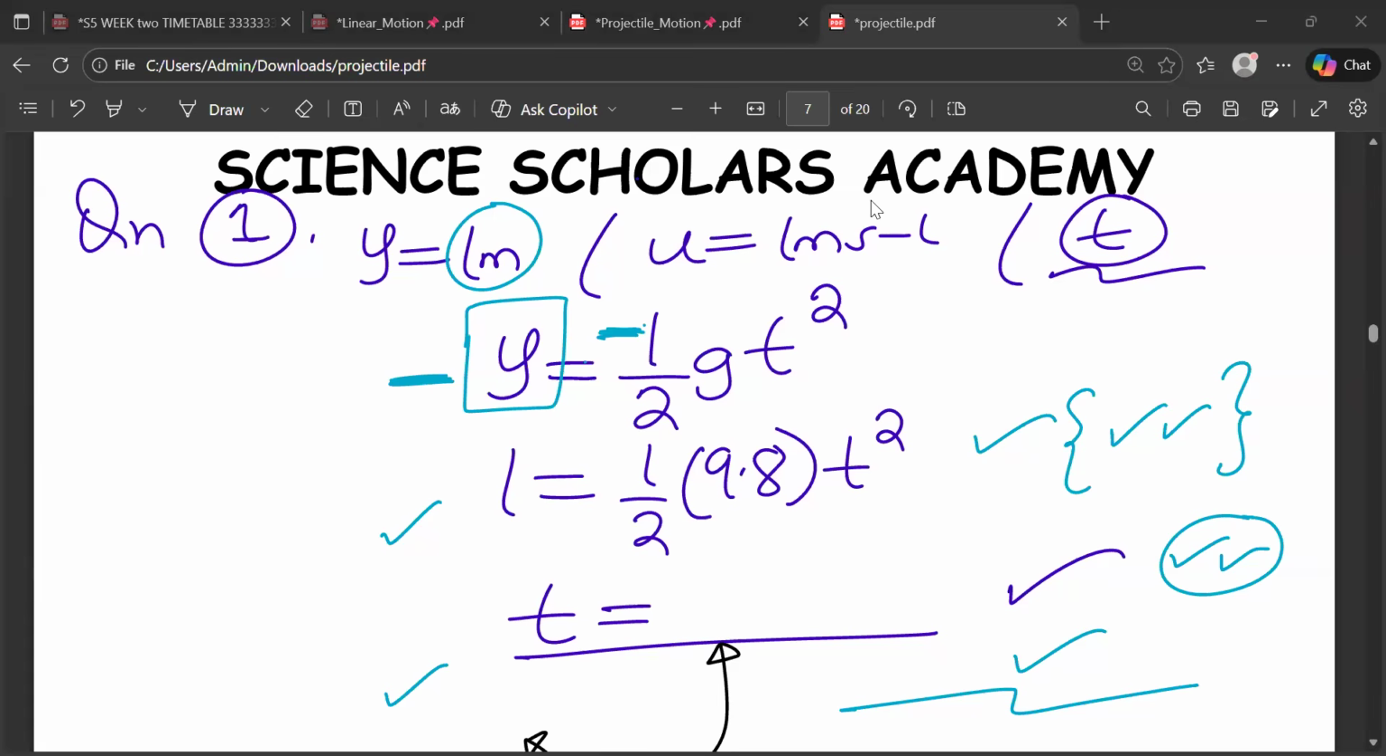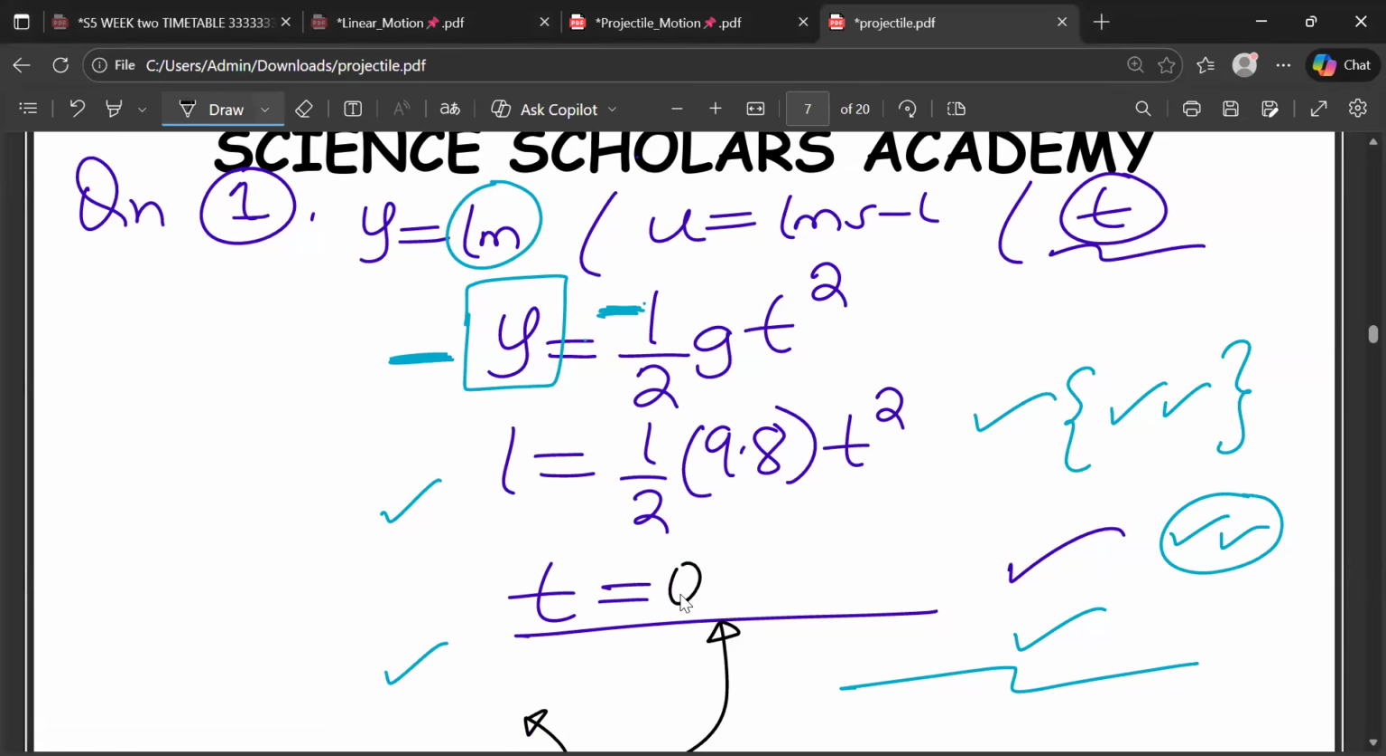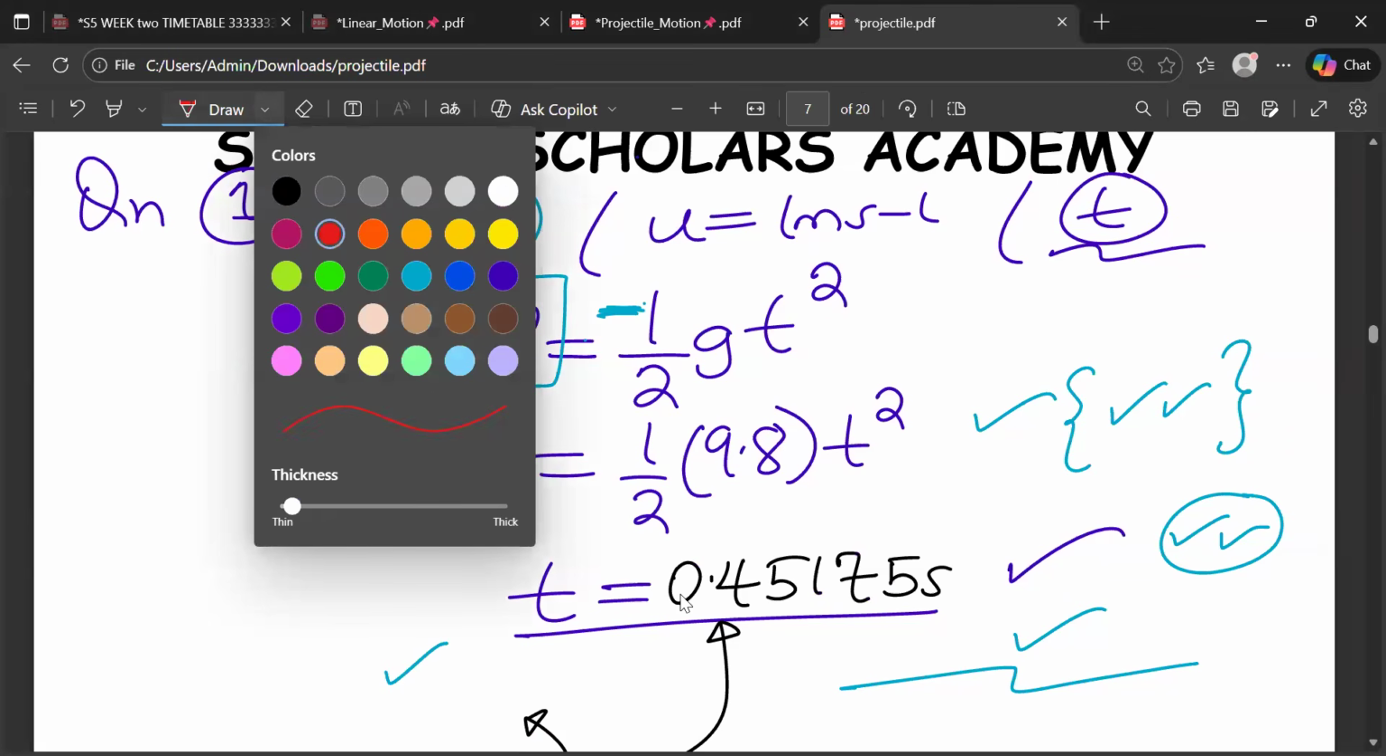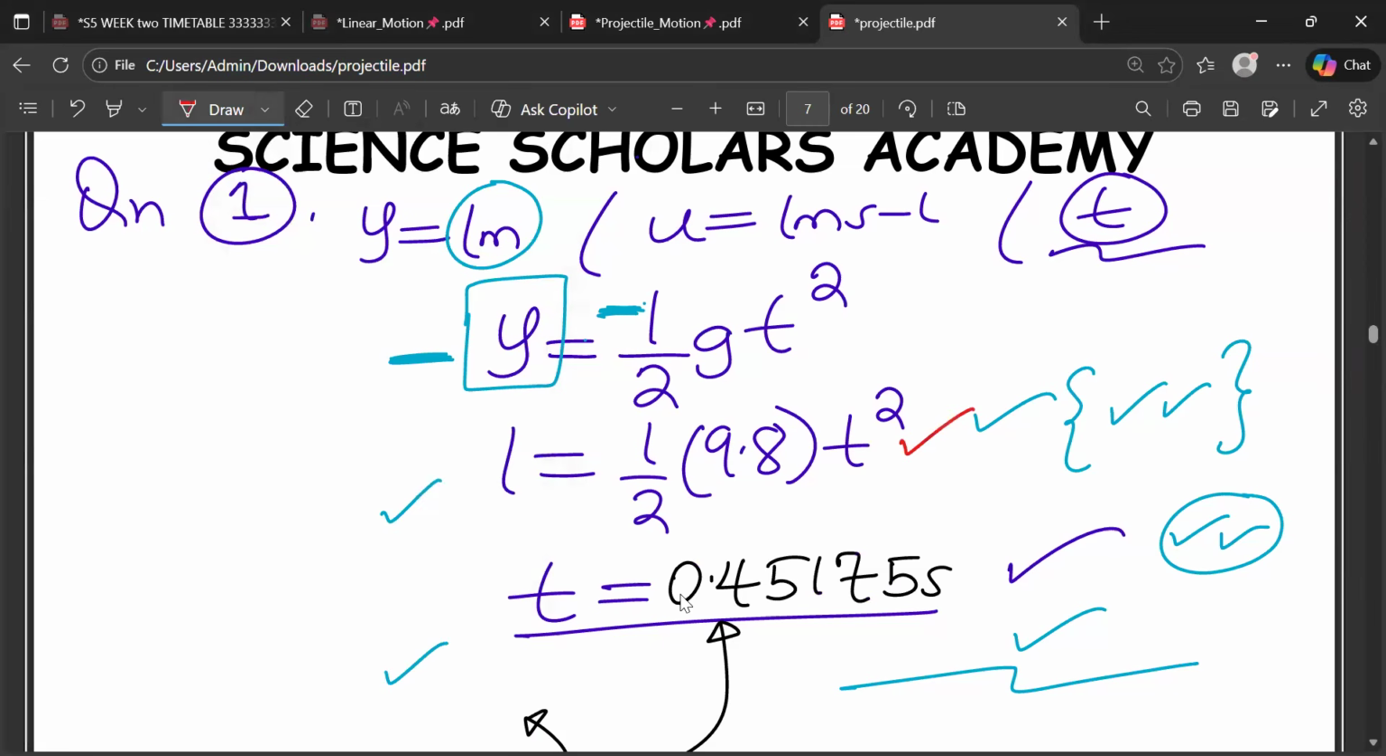2 divided by 9.8, then the root of the answer. I'm getting 0.4517551. This is math 2. So the minimum is, first of all, 5 seconds. So they just want to see how you substitute and how you write your answer, period.